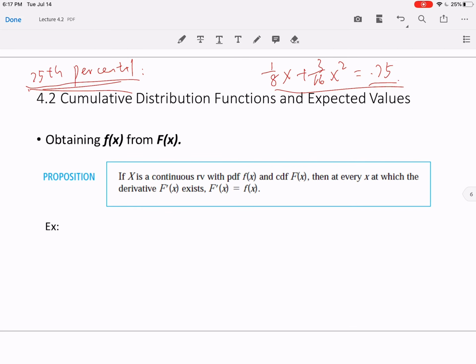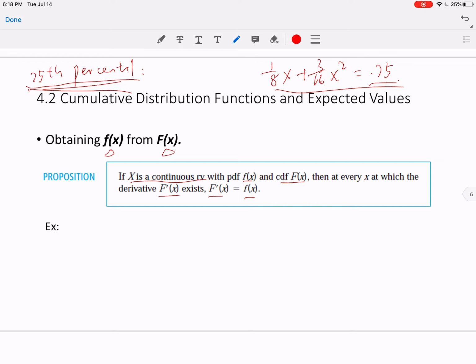Now let's take a look at this proposition here: how to obtain the PDF from the CDF. If X is a continuous random variable with PDF f of x and CDF capital F of x, then at every x at which the derivative F prime of x exists, the derivative of the CDF is equal to the PDF.